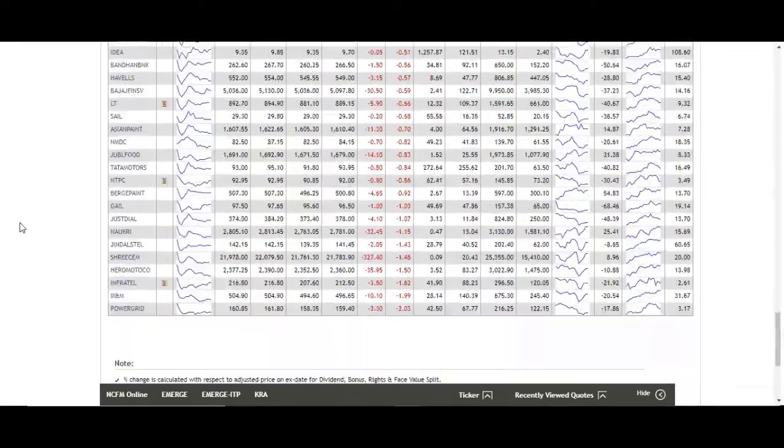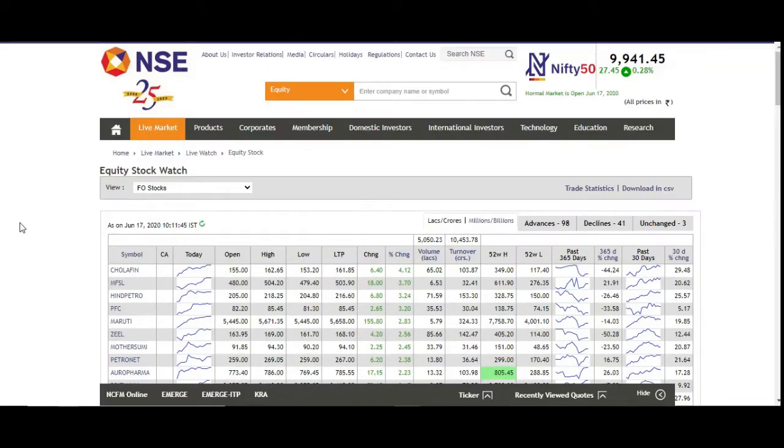Since the Nifty is trading on the green side, choose the first three stocks. Here you can see Chola Finance, MFSL and Hind Petro. These three stocks have huge gains among the FNO stocks. Chola Finance opened at 155 and moved till 162.65, and right now it's trading at 161.85. Now go to a trading terminal.